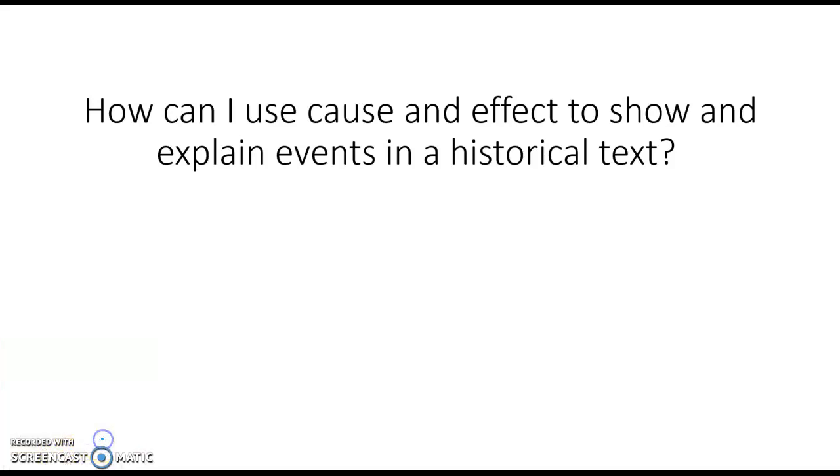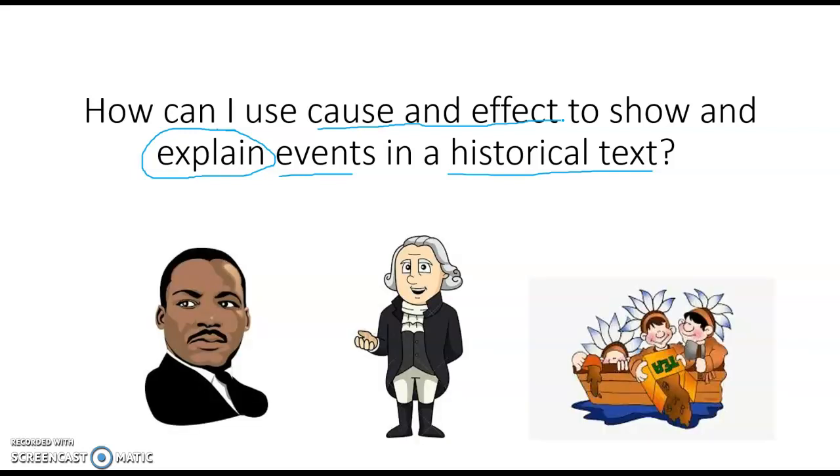Your lesson essential question is, how can I use cause and effect to show and explain events in a historical text? So today, you're going to be able to explain events from a historical text using cause and effect relationships. So we've been talking about cause and effect as a text structure. The text will tell us about people or events from history, and it will use cause and effect to tell the story. So things happen because of other things.